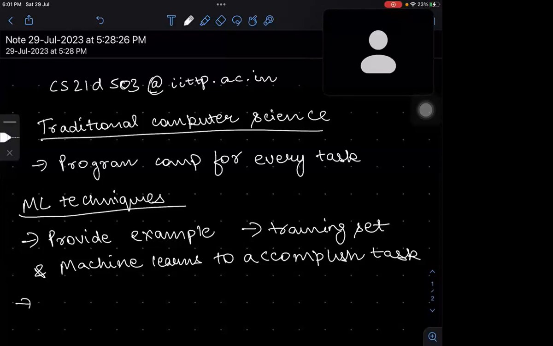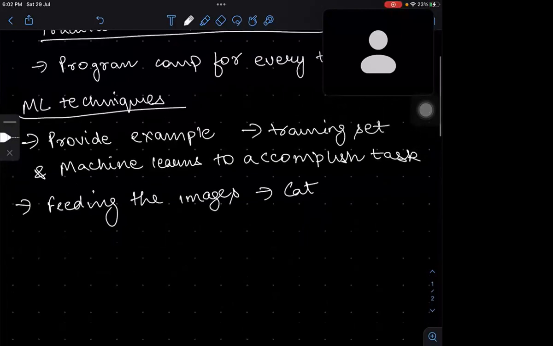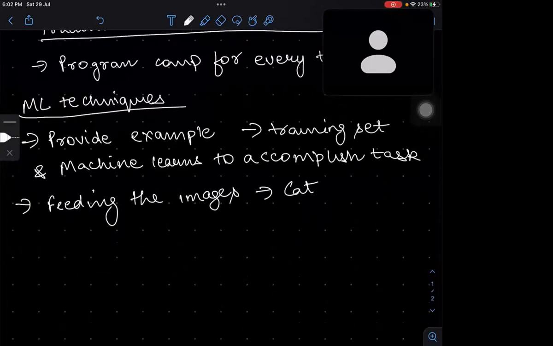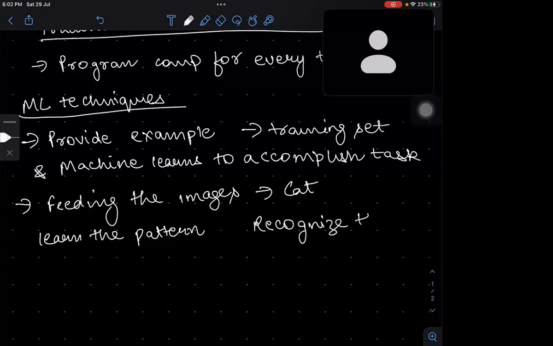Suppose I am feeding cat images, that this is a cat. With a lot of cat images, it will learn the pattern from the data set, and then it will recognize the image if a cat image is given to it. So any idea which type of machine learning technique I'm talking about?